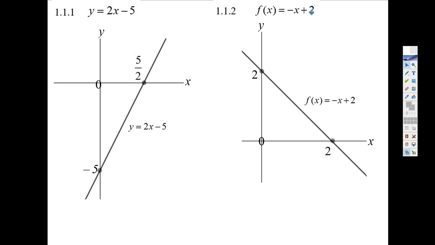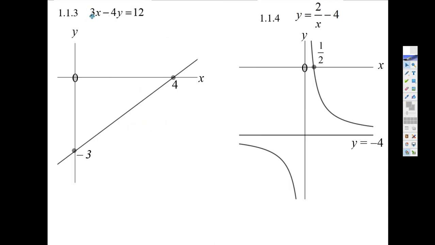f of x equals minus x plus 2. Well, I know it's negative, so it must be going downhill. That's the gradient there, negative 1. I also know if I let x equal 0, y is 2, so there's a point. But if I let y equal 0, I add x and I get x equals 2. Yeah, minus 2 plus 2 makes y 0. So the y-intercept is 2, the x-intercept is 2. Make sure you label the axes, make sure you label the function to get all the marks.